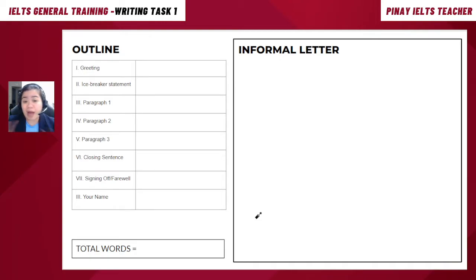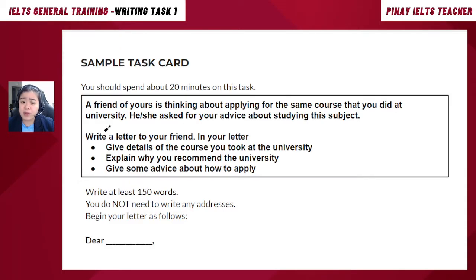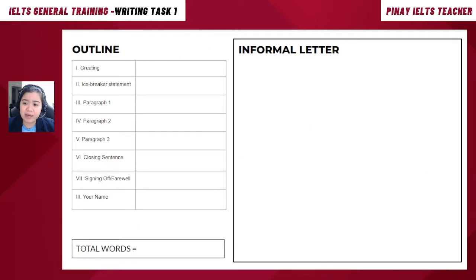All right. So outline is the key, you guys. Better make sure you do not miss this process. So let's go ahead and do this letter together on the spot. So if you analyze the question again, it's saying that your friend wants to enroll in the same subject that you had in university. So first bullet point, give the details of this course. Second is explain why I would recommend that university. Third is to give advice on how to apply. All right, so let's begin.